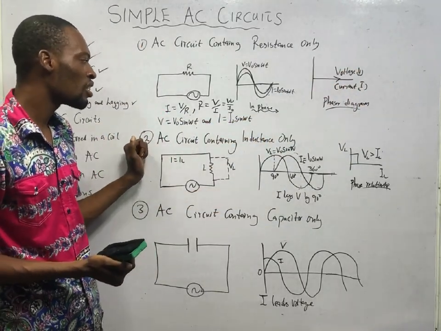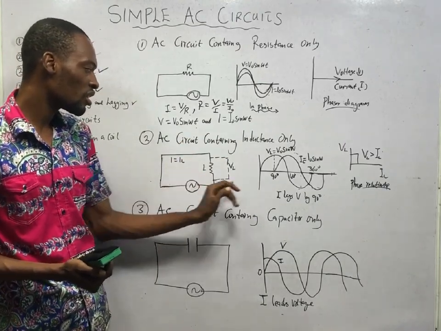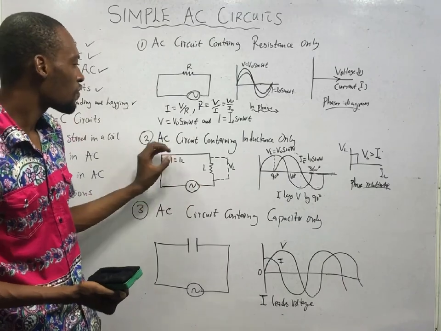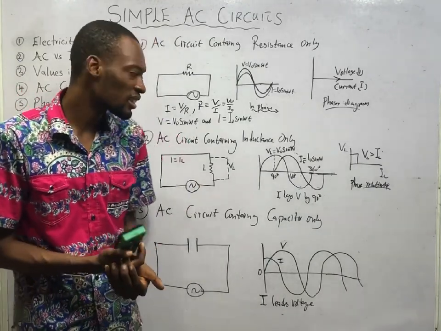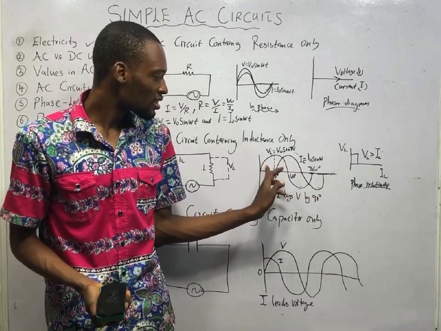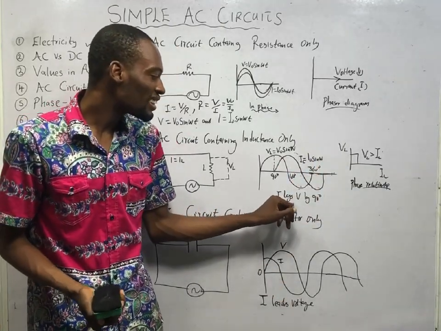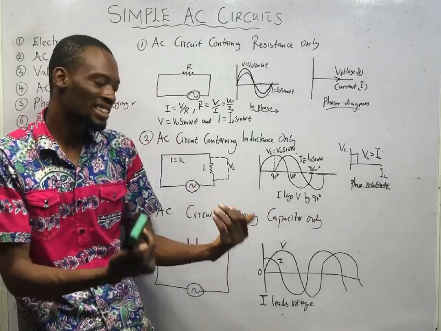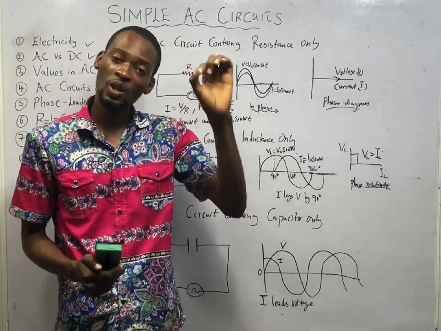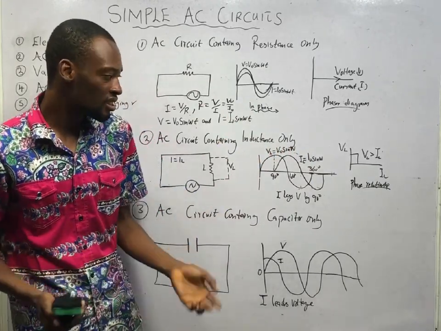This is an AC circuit containing inductance only. You see the inductor L. So this is the current across the inductor, the voltage across the inductor, and this is the AC source. What happens for an AC circuit containing only inductance? This is the diagram. You discover that the voltage started first, then the current followed. The current lags voltage by 90 degrees. Current lags behind, voltage leads. So since voltage started, we say that voltage leads current by 90 degrees, or we say that the current lags the voltage by 90 degrees.